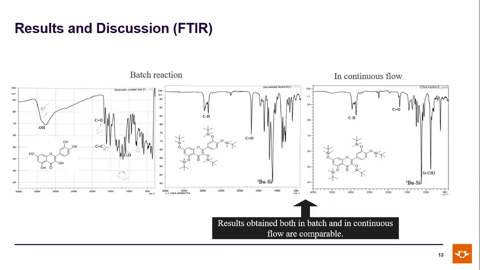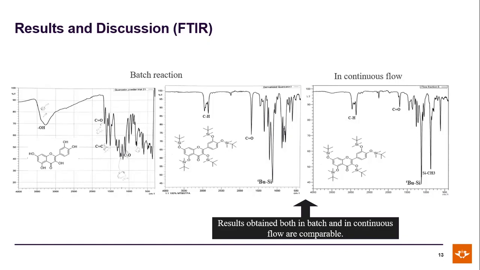What we observed is that the underivatized quercetin was characterized by a hydroxyl group at about 3,300 per centimeter. Upon derivatization, both in batch and in continuous flow, we observed the disappearance of the peak at about 3,300 per centimeter, which is characteristic of the hydroxyl group of the underivatized quercetin. Further, the presence of the tert-butyl silyl group is observed at about 1,100 per centimeter. This supports the GC data that quercetin was successfully derivatized in continuous flow and that both the continuous and the batch method are comparable.